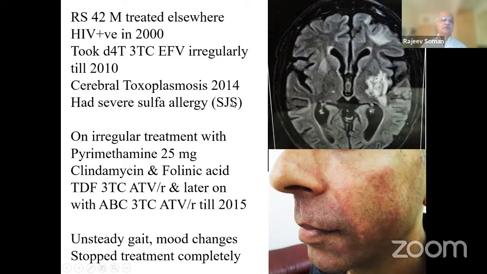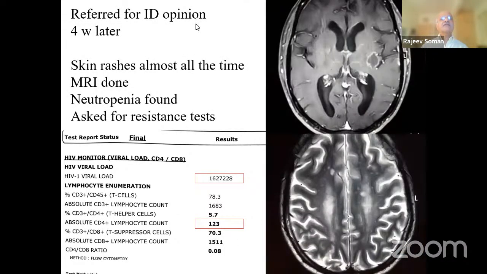After that, he didn't improve really remarkably, and he was on some irregular treatment with pyrimethamine, clindamycin, and folinic acid. His treatment had been changed to tenofovir disoproxil fumarate, that is TDF, 3TC, and boosted atazanavir, and later on it was changed to abacavir, 3TC, and boosted atazanavir. All this was going on till 2015, when he developed unsteady gait and mood changes, and then he stopped his treatment completely. At that stage, he was referred for an ID opinion. That was in 2015.